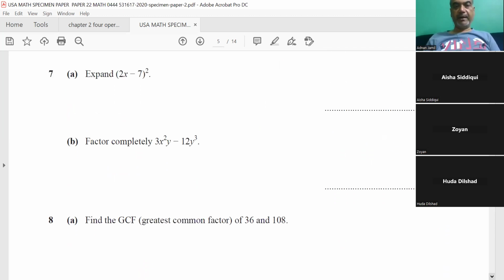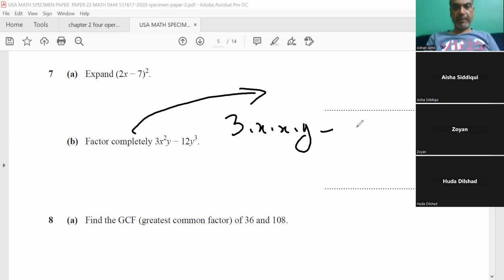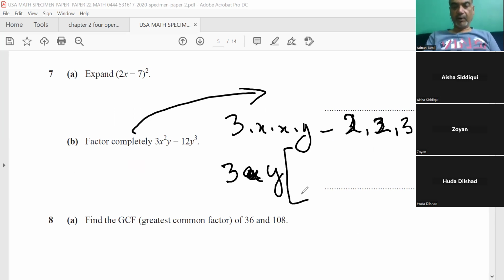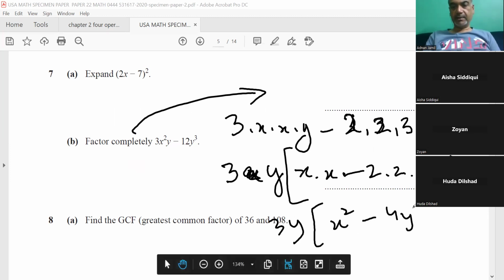Okay. 7B, students may struggle in this question. The easiest method which I tell my students: write down in small split numbers. 12 can be written in prime numbers as 2, 2, and 3, and then y. So this is the easiest way where you are not going to make any mistake. What is common? 3 is common. X is not common. Y is common. So 1, 3 and 1, y. What is the leftover? We are left with x, 2, 2 and 2 y's. Look, what is the answer? 3y times x squared minus 4y squared.